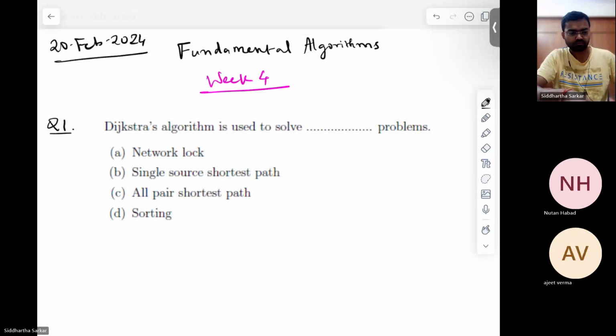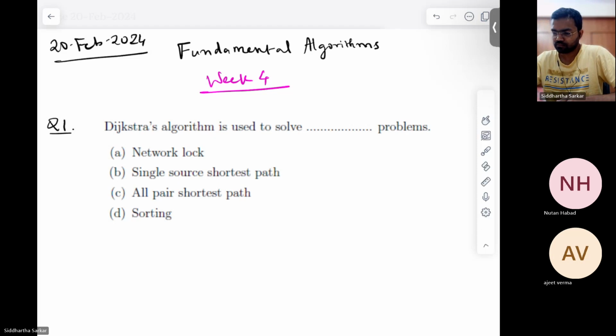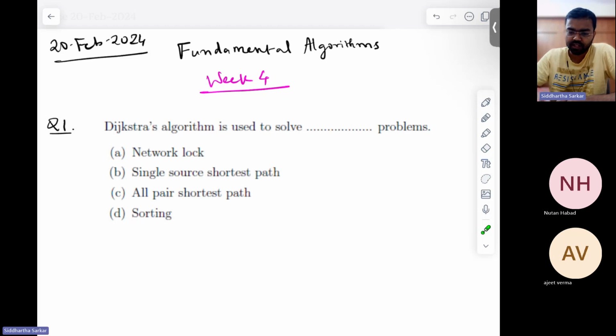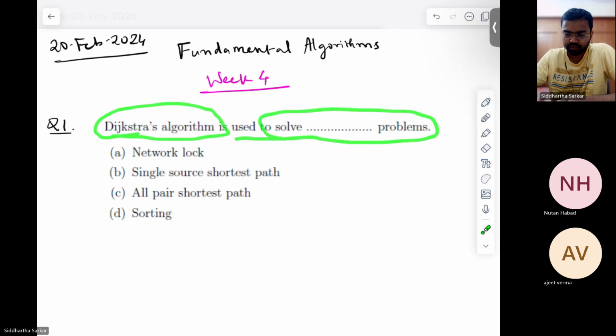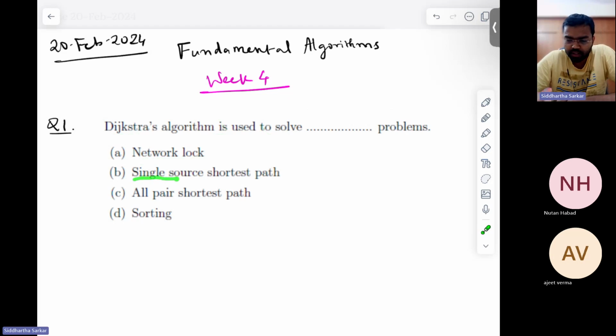Dijkstra's algorithm is used to solve what problems? Any guesses? We have seen Dijkstra's algorithm this week, and it was used to solve some problem. Is it the network flow problem, or the single source shortest path problem, or the all pairs shortest path problem, or is it sorting?